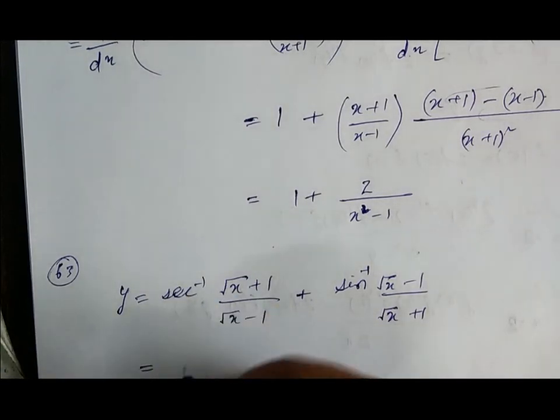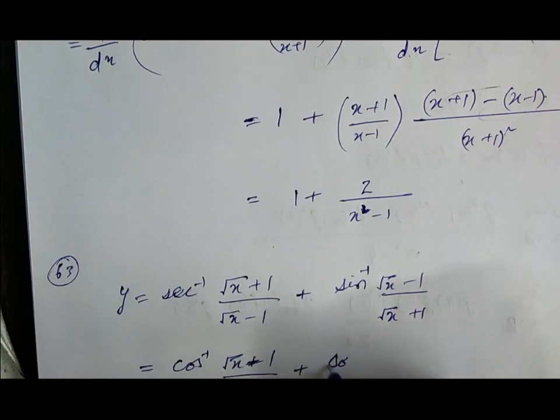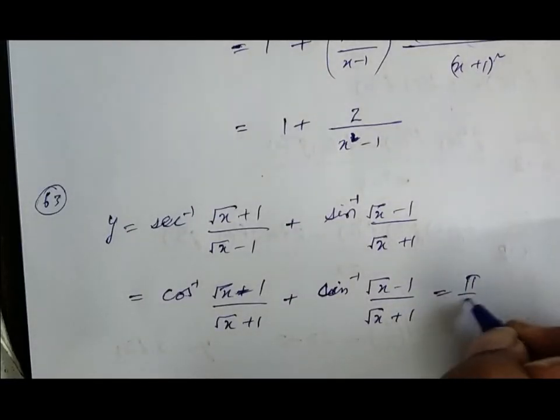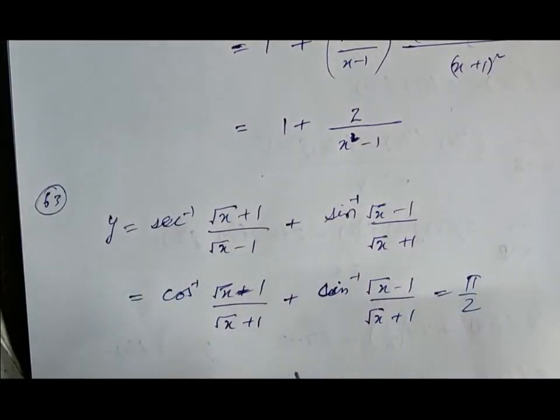so let's convert this to cos inverse. So this would be cos inverse root x minus 1 upon root x plus 1 plus this is as it is root x minus 1 upon root x plus 1. We also know cos inverse x plus sin inverse x is equal to pi by 2, and hence this is a constant, so its dy by dx would be equal to 0.